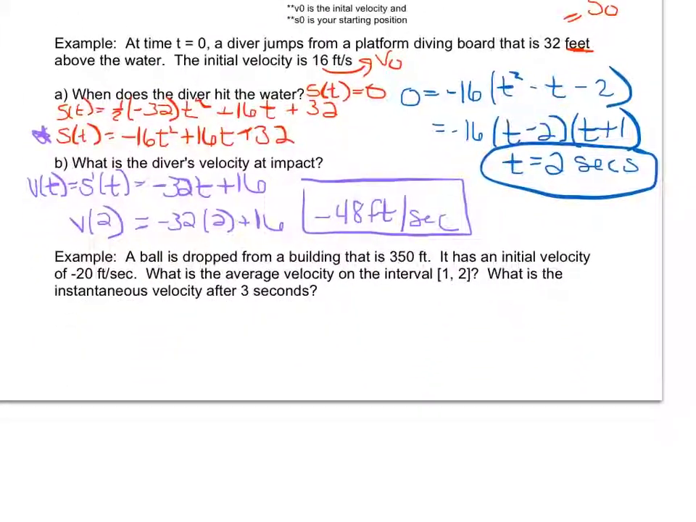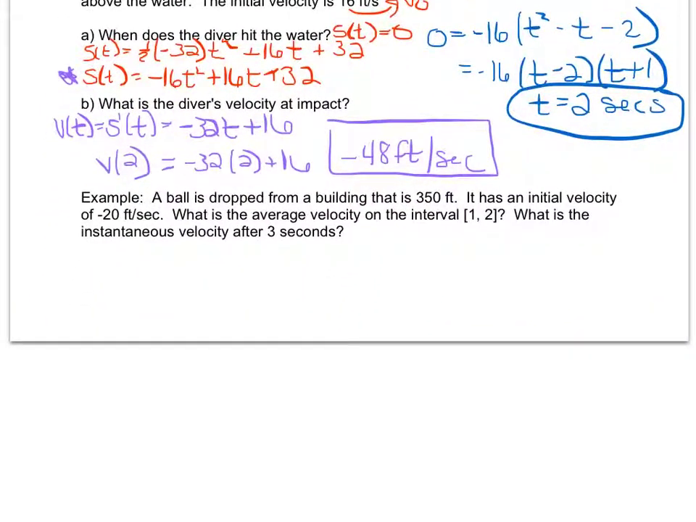Let's look at one more example. This would be a good one to try if you wanted to give one a shot on your own. Okay, so now that you've had a chance to try it, let's take a look at it.